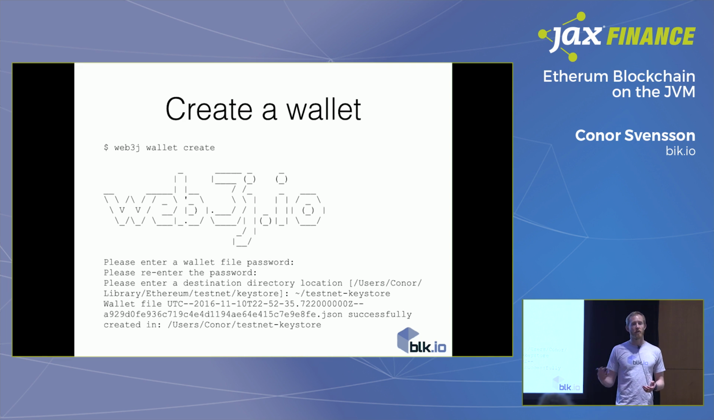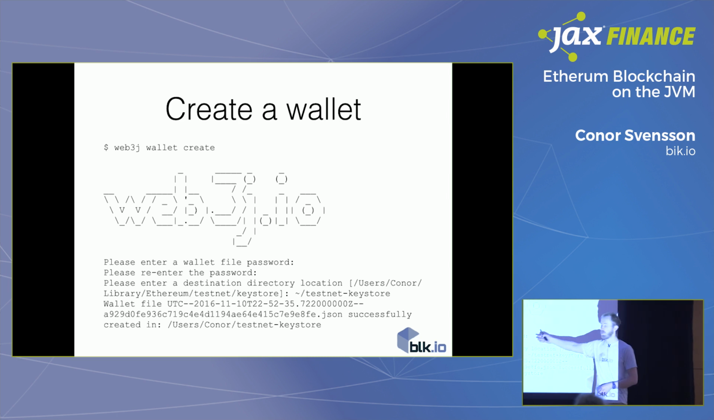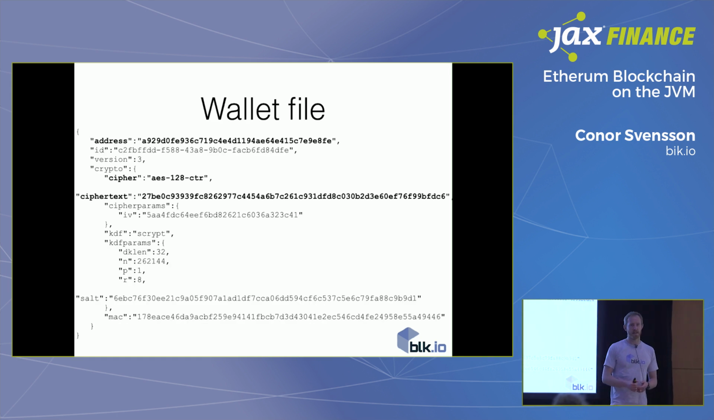But of course, we're talking about Web3j today, and Web3j has command line tools. You can generate a new Ethereum wallet file. So you just type Web3j wallet create. Then down here, you enter your wallet file password, and then where you actually want the file to be written. Then it creates a wallet file like this. The wallet file is just a JSON file which contains an encrypted Ethereum private key, basically.